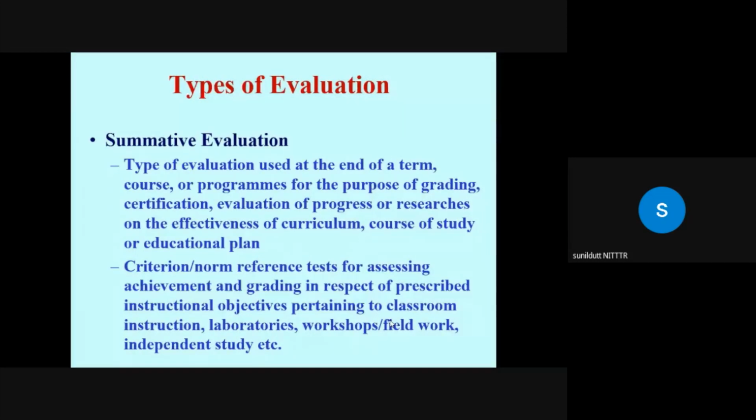Norm reference testing, what is it? When we compare the performance of one student against the performance of another student, maybe in the same class or in the same institution or in another institution under the same umbrella of a particular technical university, right?